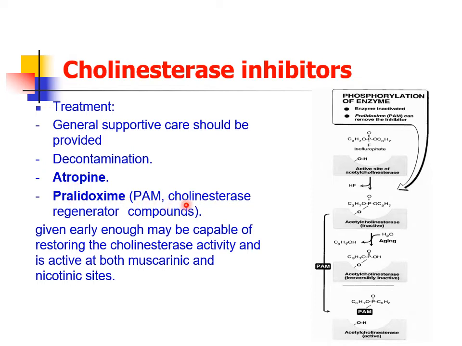Pralidoxime is a cholinesterase regenerator compound. Here, look at the figure. This is the organophosphorus compound, and this is the enzyme. The organophosphorus compound will attach itself to the enzyme. Now the enzyme is inactive. Here, PAM will come, attach itself to the organophosphorus compound, and regenerate the enzyme.